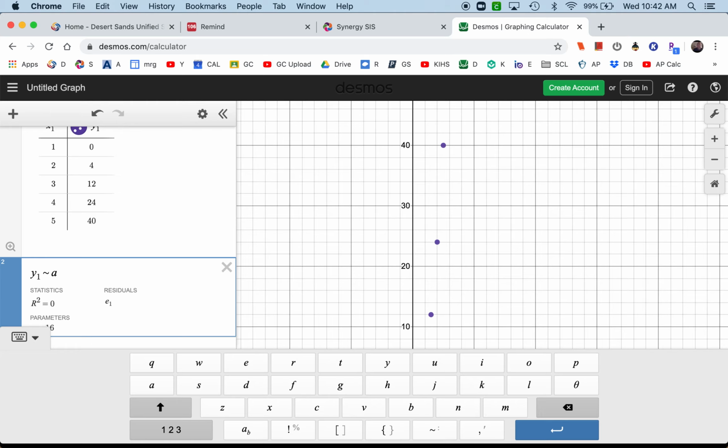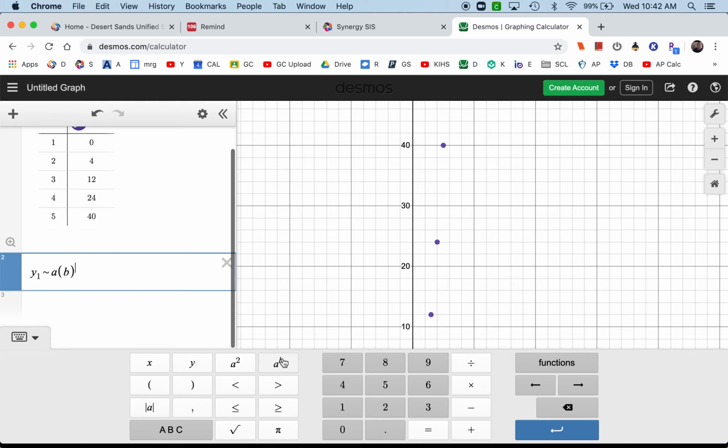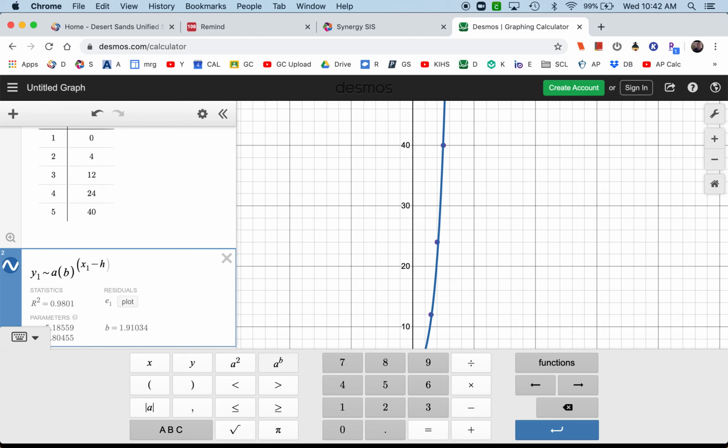So I want to know what A is. We have a base, and then we have an exponent on that base. So when I hit exponent, that's a to the b, I need parentheses because the whole thing won't stay in the exponent without parentheses. And then I'm going to go x1 subtract h and then close the parentheses.